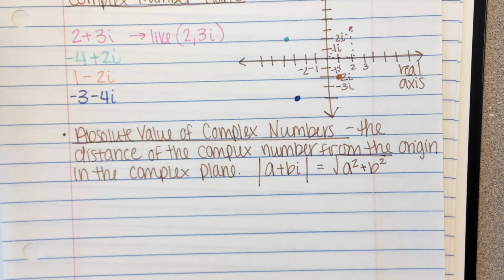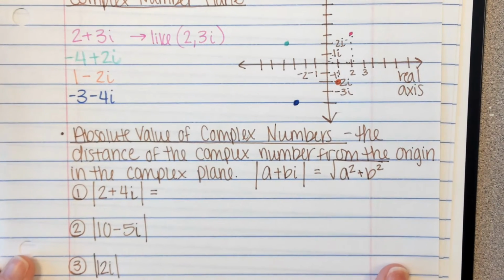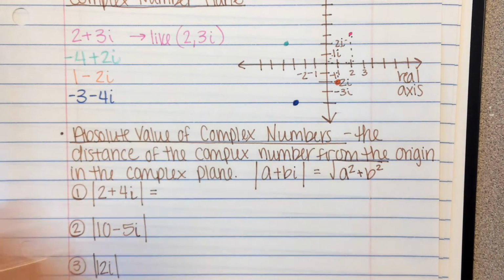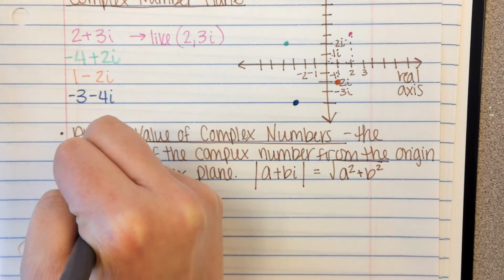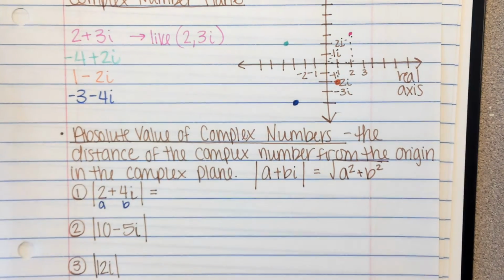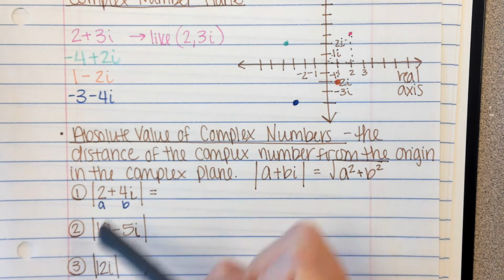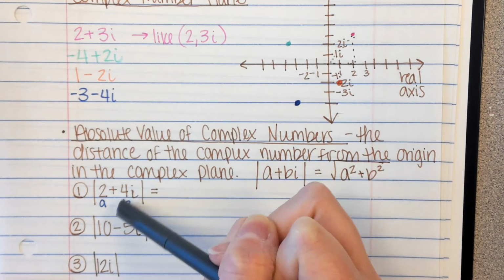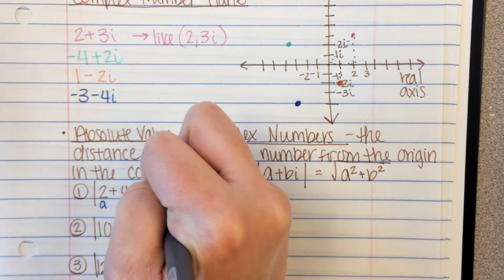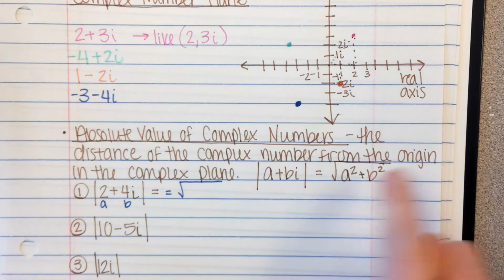So we'll do a few examples. Okay, so we're just going to do these 3 examples. So the first number is your A, and the second is your B. Okay, and you're not including the i, because if you remember, our complex number form is A plus Bi. So on this one, A is 2 and B is 4. So you're just going to plug that into this little formula.